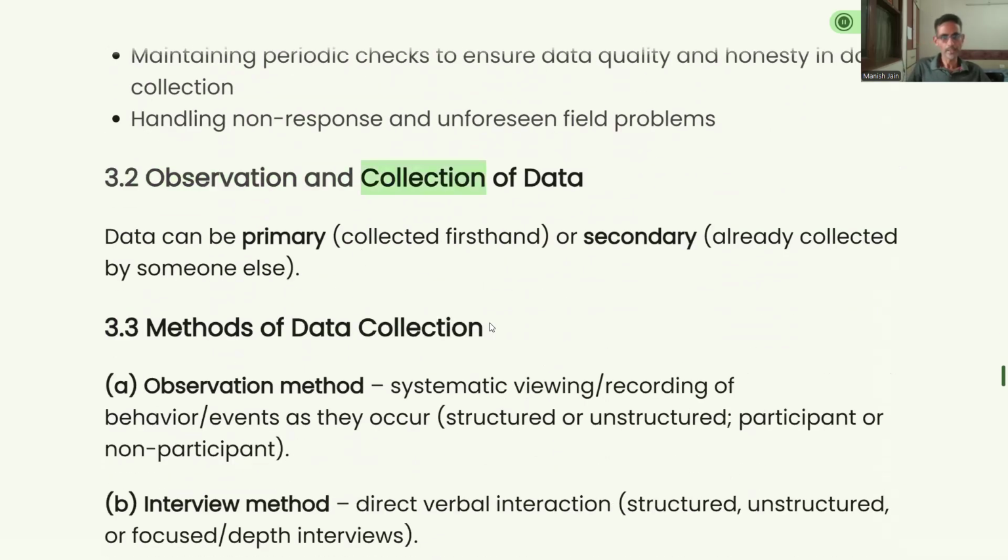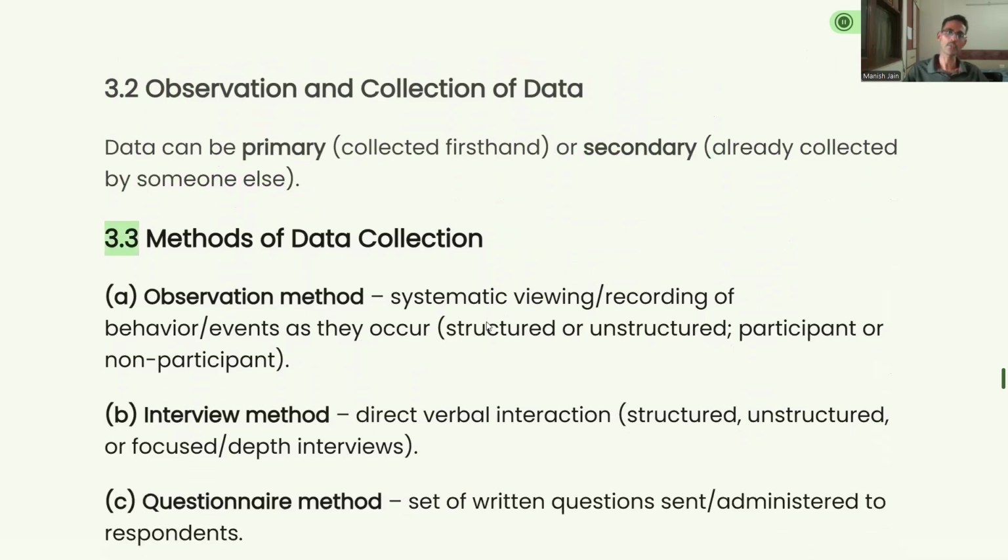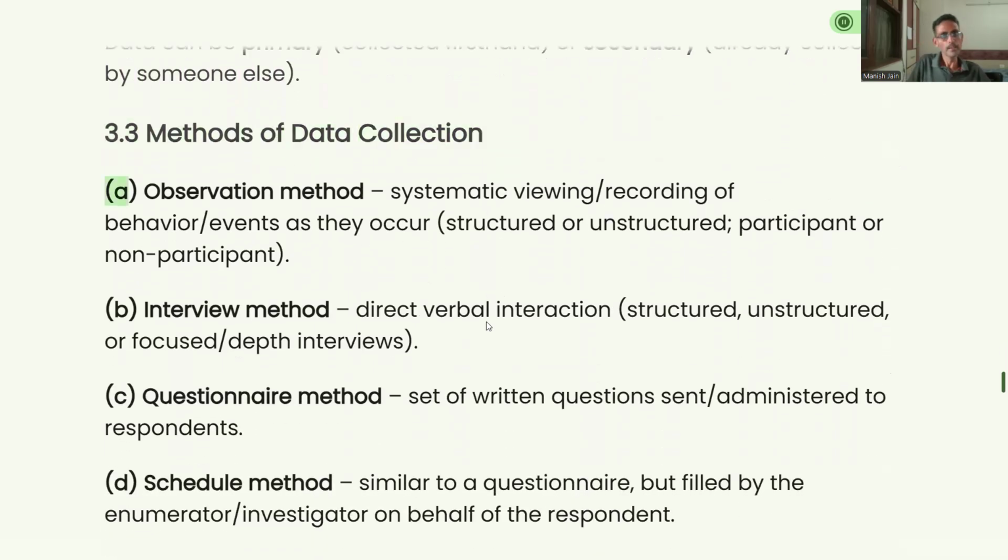3.2 Observation and collection of data. Data can be primary, collected firsthand, or secondary, already collected by someone else. 3.3 Methods of data collection. A.